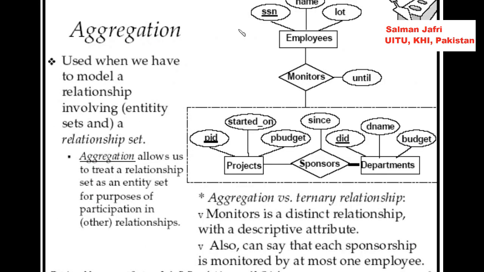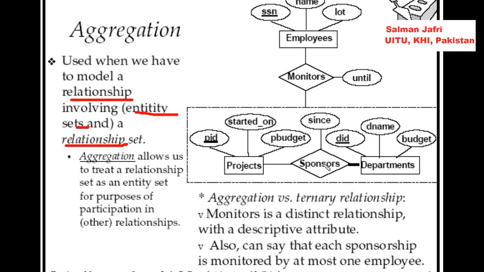Now we can look at another important aspect which is called aggregation. And aggregation is used when we have to model a relationship involving an entity set and a relationship set. Let's look at this scenario. Projects are sponsored by departments, or departments sponsor projects. Let's say we want an employee to monitor this sponsorship, right?